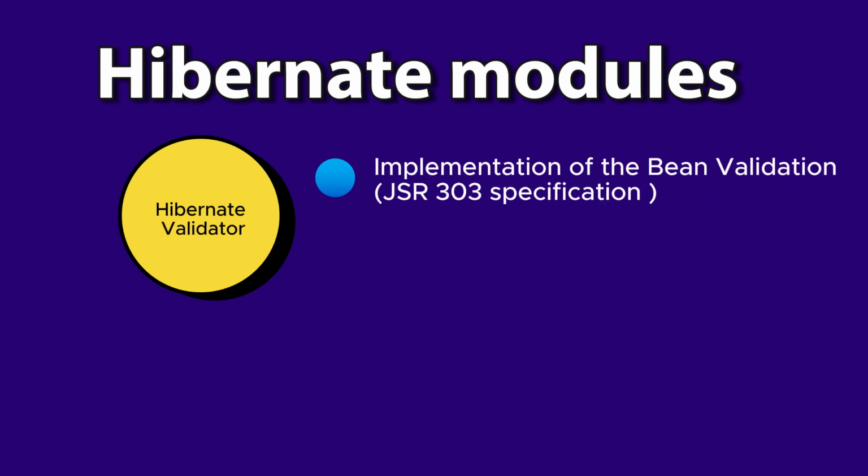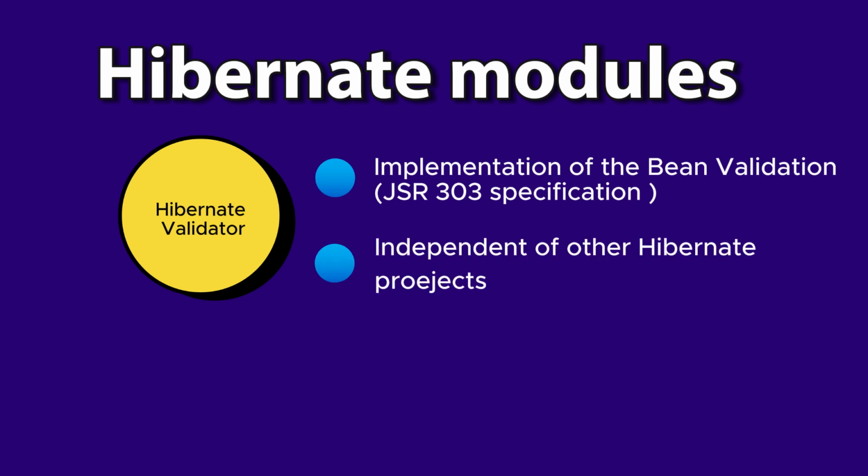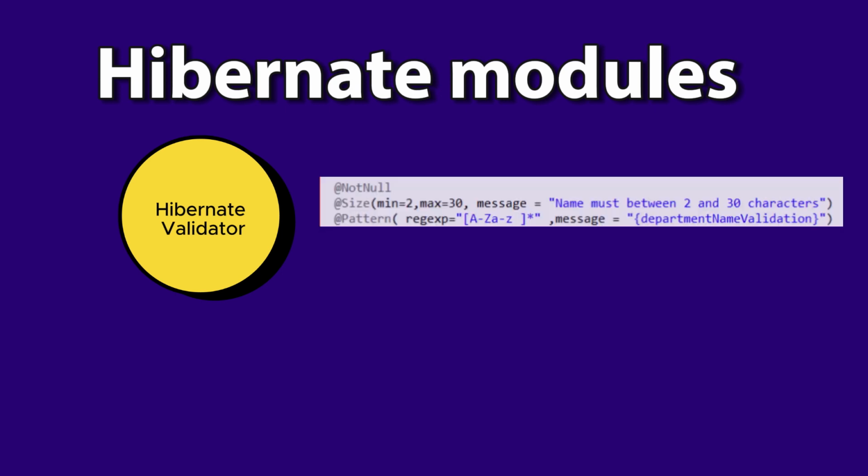For validation, Hibernate uses the Hibernate Validator module, which is an implementation of the Bean Validation JSR 303 specification. It's also independent of other Hibernate projects, and it provides declarative validation for your domain model. As you can see in the example, we can specify if a property is not null, or whether the size is in a range, or if the field matches a certain pattern.